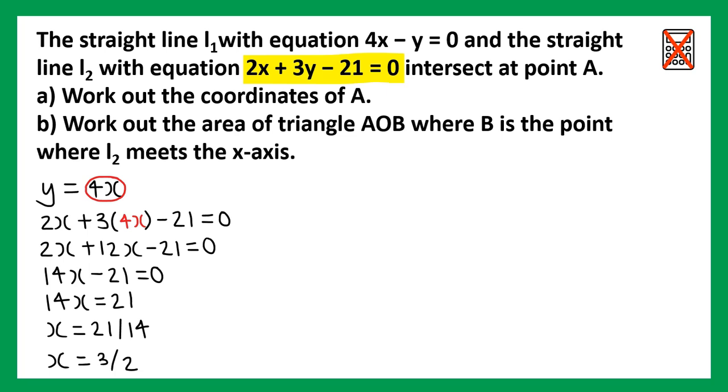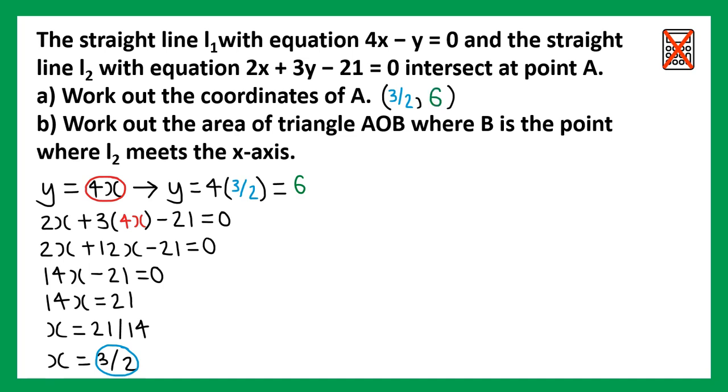Now I know x, I can substitute back into the original. y is equal to 4 lots of x, so y is equal to 4 lots of 3 over 2, giving me 12 over 2, which simplifies to give me 6. So the coordinates of A, when x is 3 over 2, y is 6.